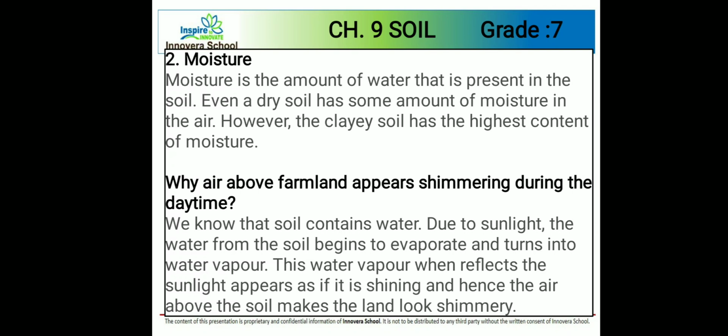Why does the air above farmland appear shimmering during the daytime? Shimmering means shiny. We know that soil contains water. Due to sunlight, the water from the soil begins to evaporate and turns into water vapor. This water vapor, when it reflects the sunlight, appears as if it is shining, and hence the air above the soil makes the sand look shimmery.